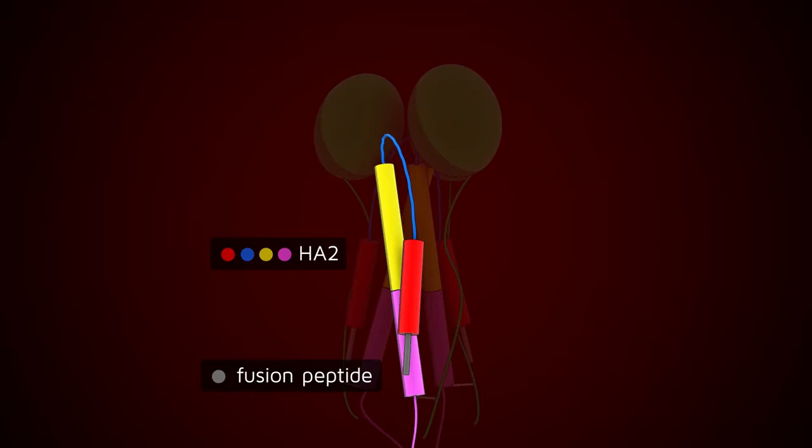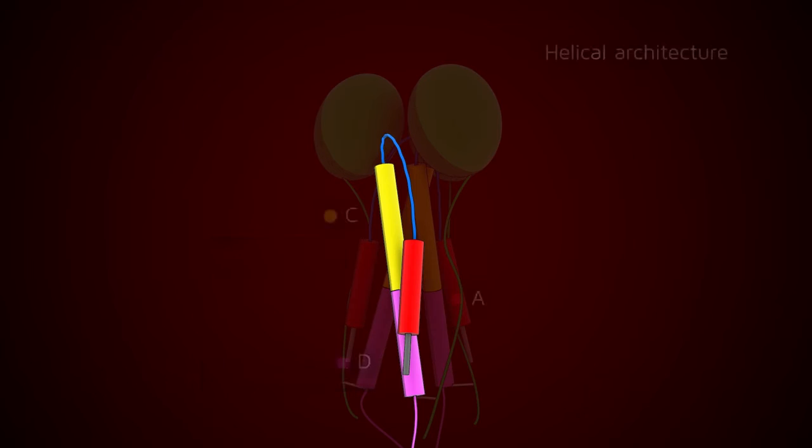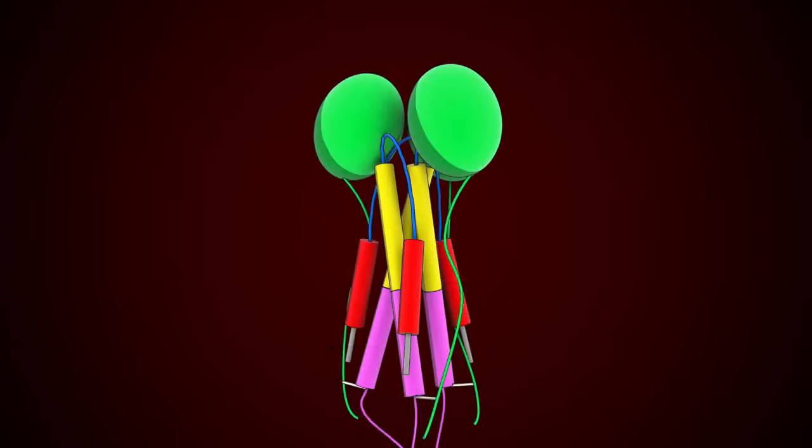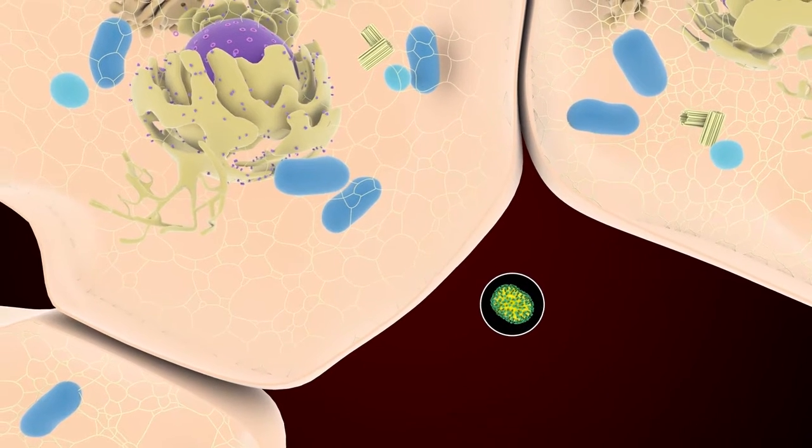HA2 is protected by HA1. It has a short sequence of hydrophobic residues called the fusion peptide at its amino terminal end. It is anchored in the viral membrane via its carboxy terminal end. This subunit exhibits long helices oriented perpendicular to the membrane. This helical architecture is characteristic of class I membrane fusion proteins.